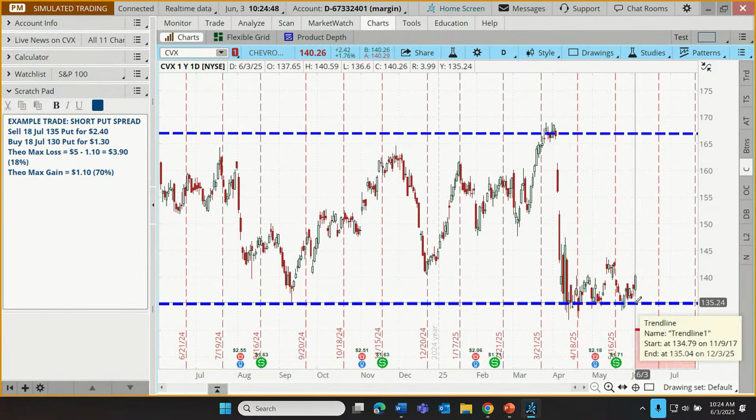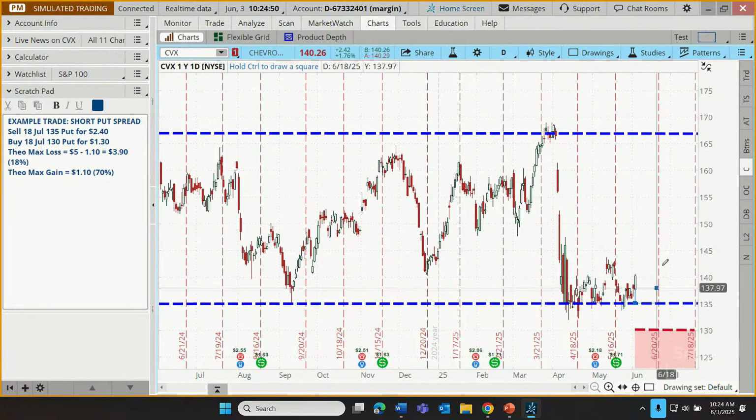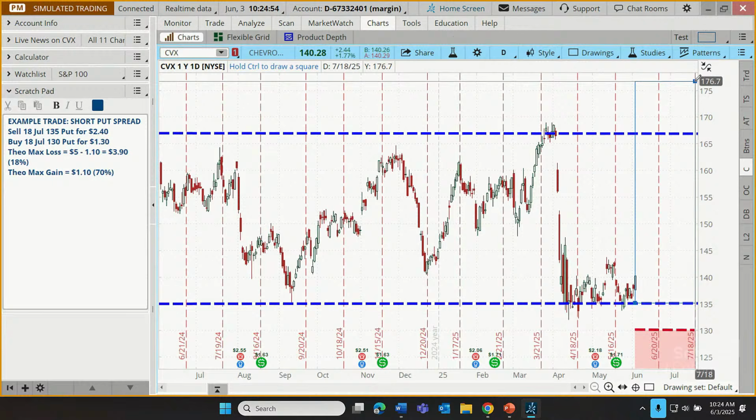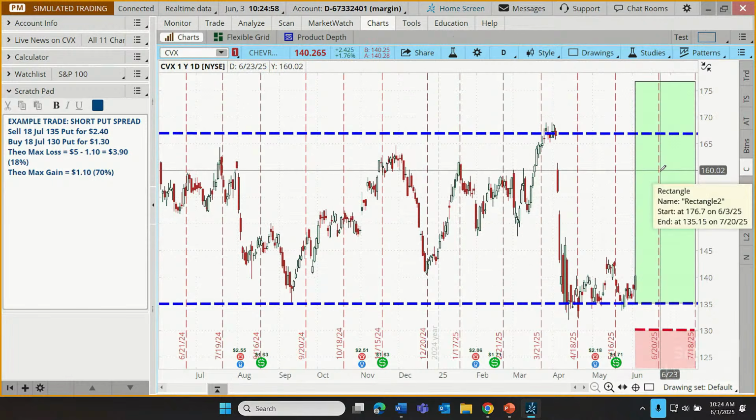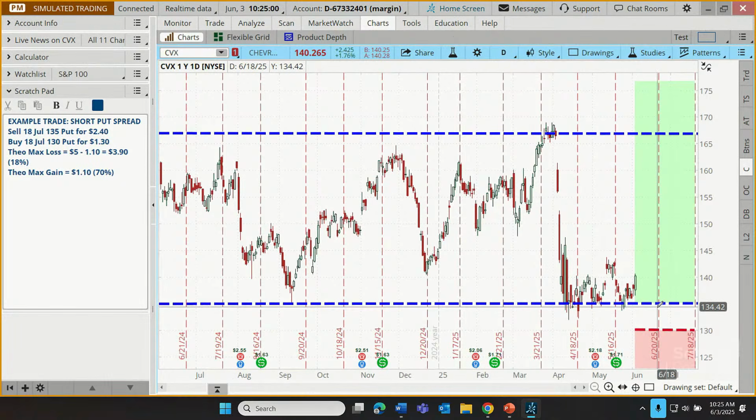And where do we want the stock instead? We want that up here. As we move toward expiration, it really doesn't matter. The higher, the better. Basically, it just makes the trader feel better that we're less likely to get assigned on the 135 put. So we'd like to be up in this green box as we move toward this July 18th expiration.